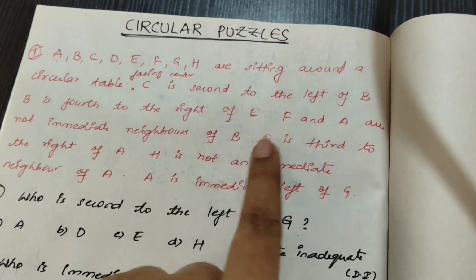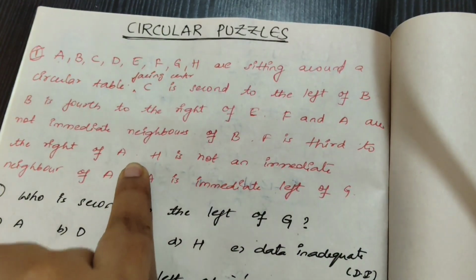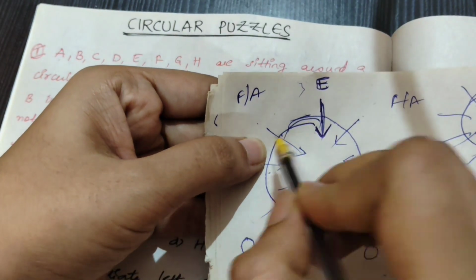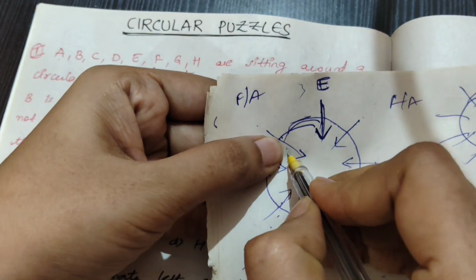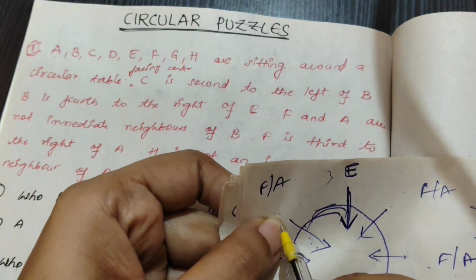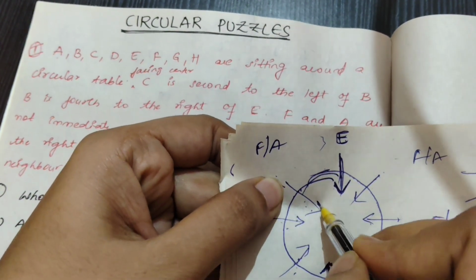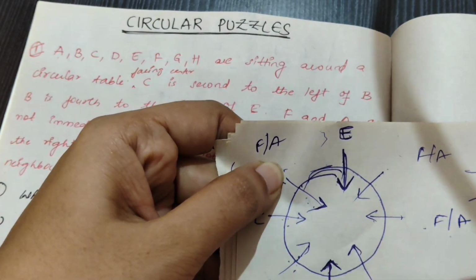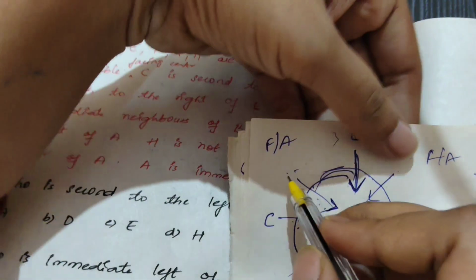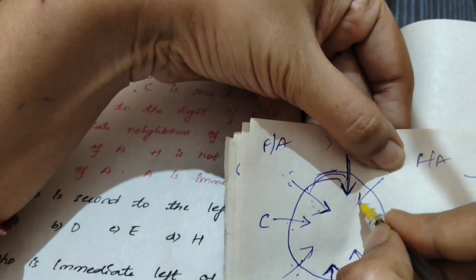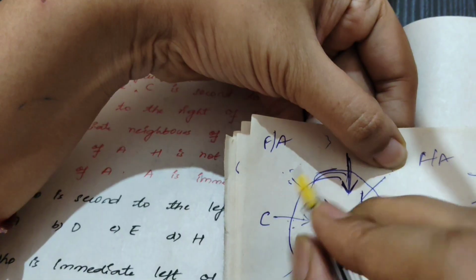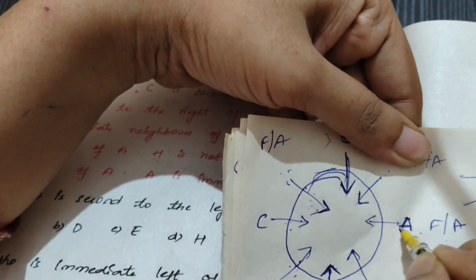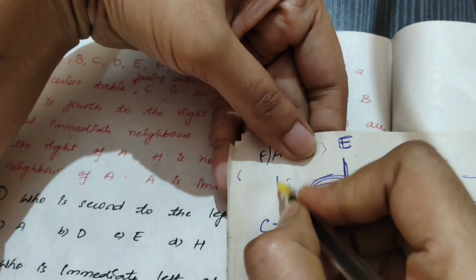Next is F is third to the right of A. If I take first, these 3 places are possibilities for F and A. I will start here. F is third to the right of A means if I take A here, third to the right means 1 2 3, already B is there, so here no chance of A. If I take here, third to the right means 1 2 3, already C is there, so no possibility. So this is the remaining part, so here A will be coming. Third to the right means 1 2 3, so here F will come.